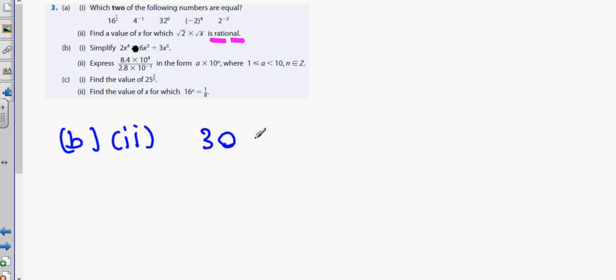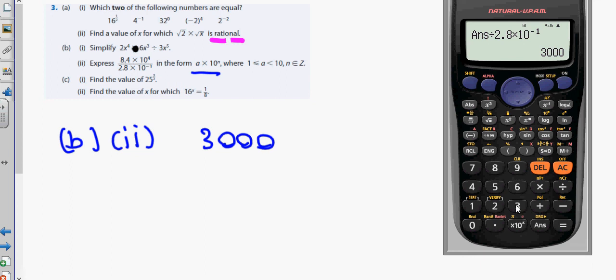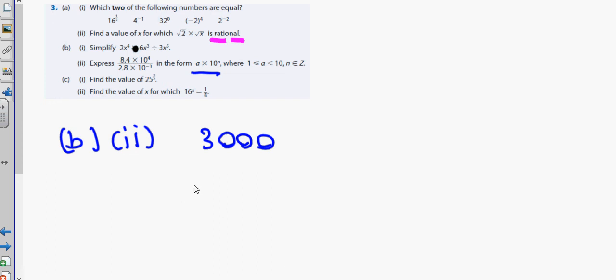3,000, okay? Now, it wants it in standard form. So what we have to do is divide 3,000 by 10 and count how many tens it needs before it becomes a number between 1 and 10. So there's 1. There's 2. There's 3. So it's going to be 3 multiplied by 10 to the power of 3.